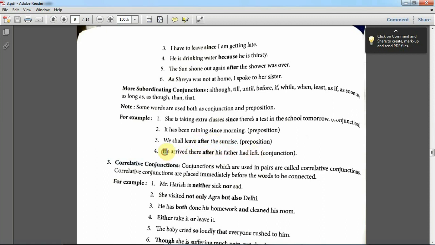Then here you can see, he arrived there. So this will be the first sentence, and his father had left. This is another sentence. So these two sentences have been joined with after. So after is used as a conjunction in this sentence.